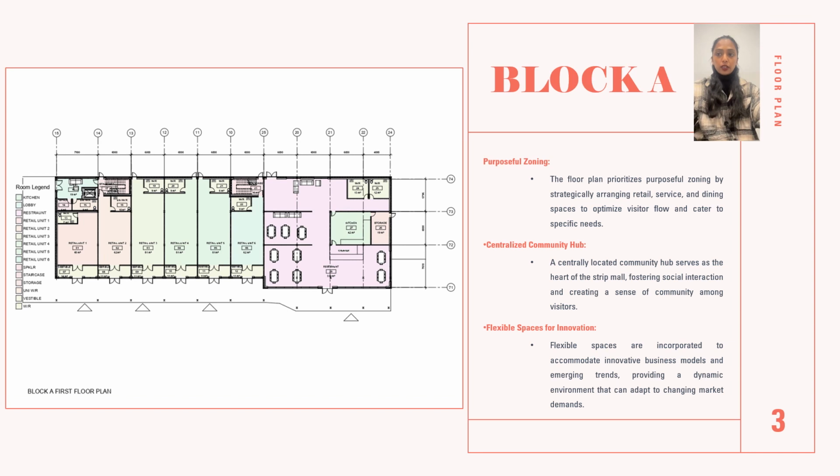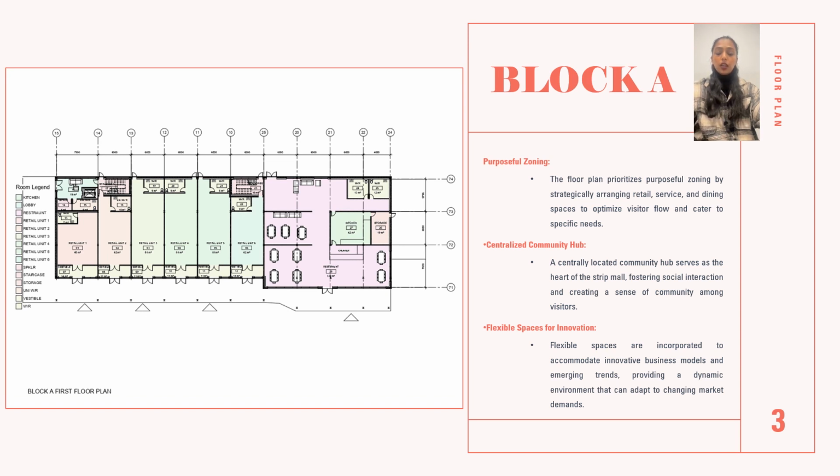A centrally located community hub serves as the heart of the strip mall, fostering social interaction and creating a sense of community among the visitors. At the south end of the plan of Block A, we have a restaurant. The restaurant includes kitchen, storage, and two washrooms, along with the loading dock at the end of the block, which has a connect with the road that is put on the main entrance.